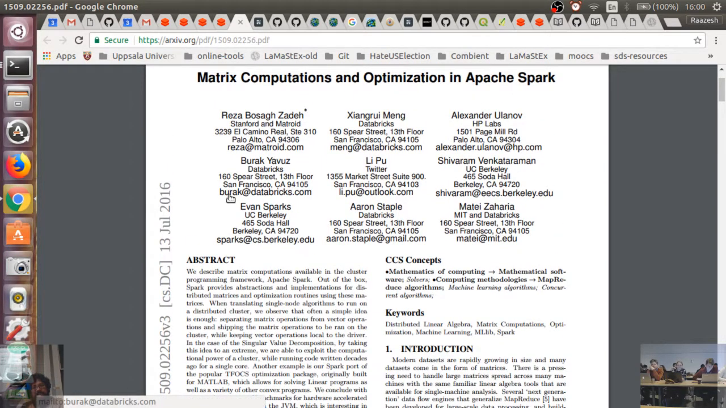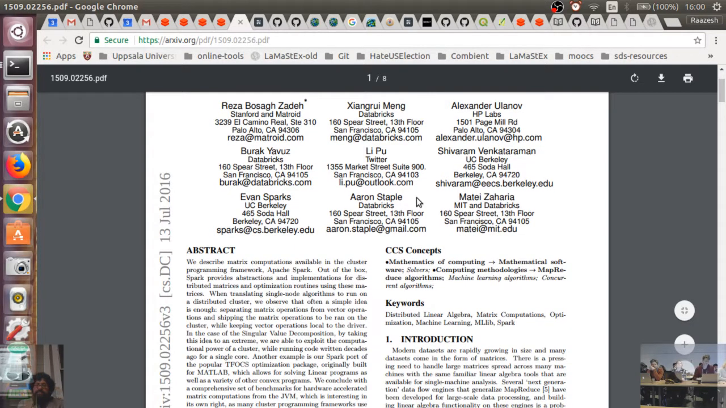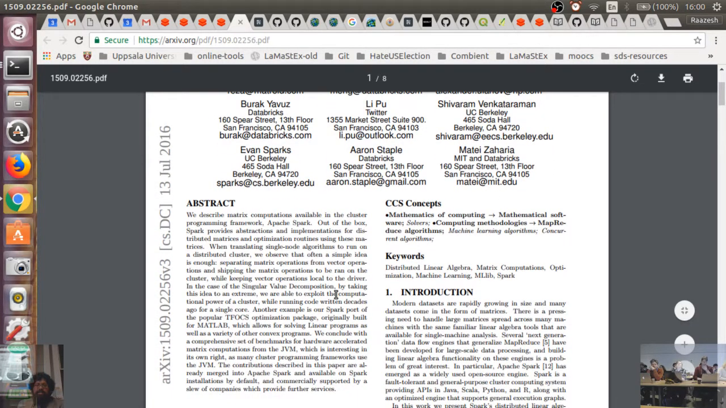So here is the big gang of guys. Mate is here. There's a big gang of people. Zadeh is this other guy, Stanford. These guys are all part of this, Shivram as well. They're all part of this AMPLab Berkeley gang.